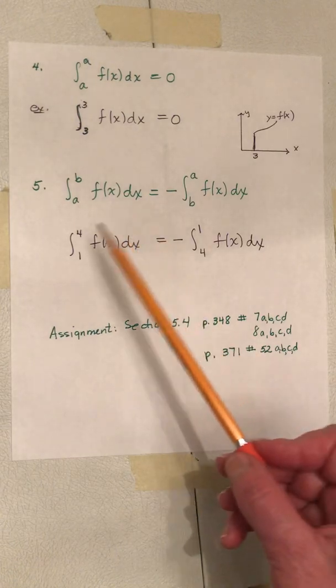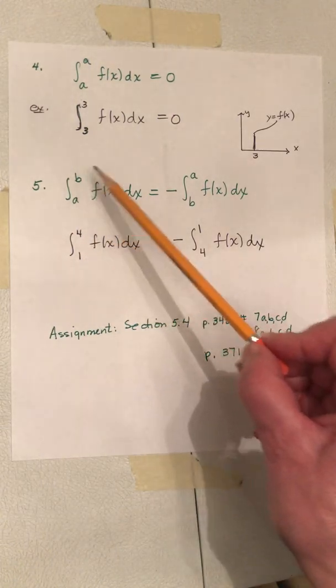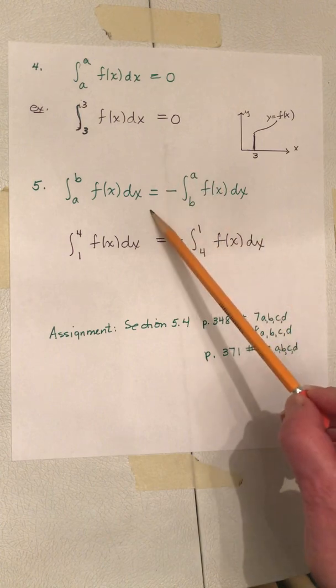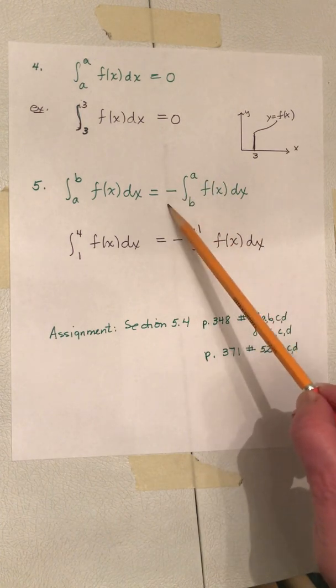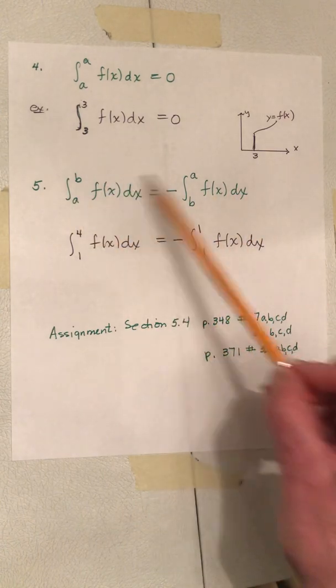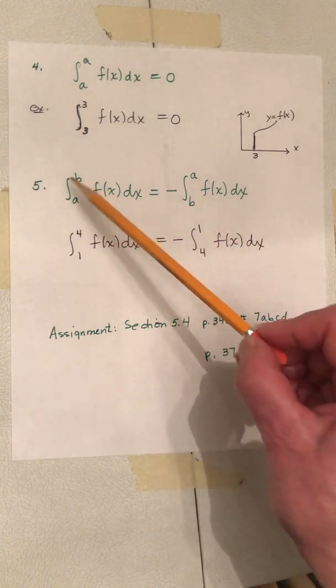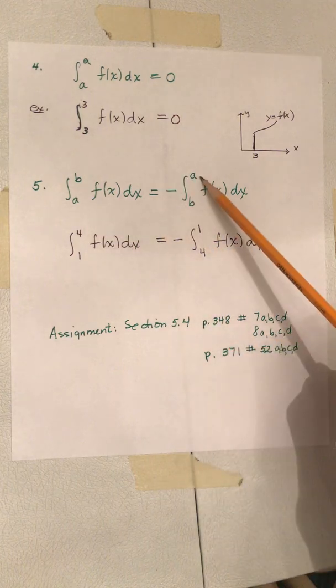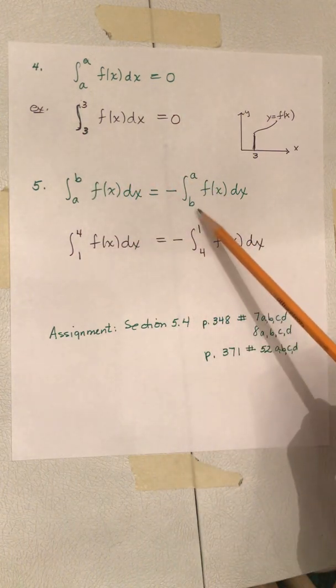And the last one is the integral from A to B of f of x dx is equal to the negative, or the opposite, of the integral from B to A of f of x dx. So what did I do from here to here? I just switched the limits. The lower limit became the upper limit, and the upper limit became the lower limit.